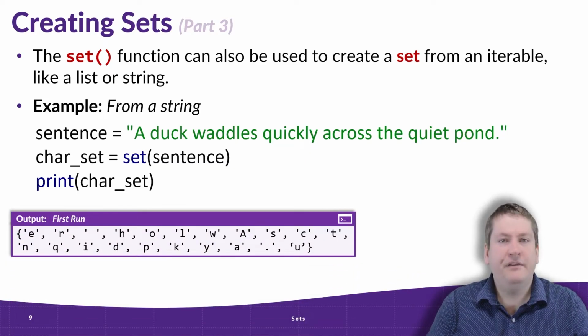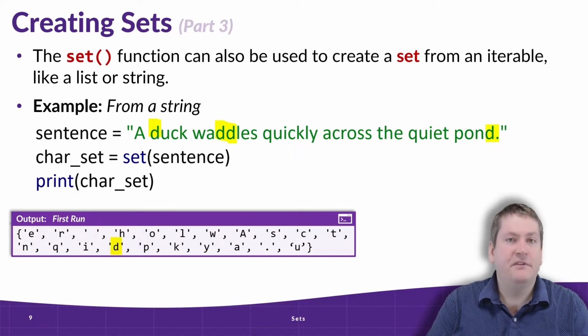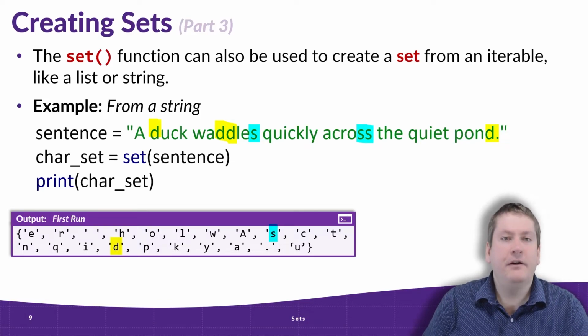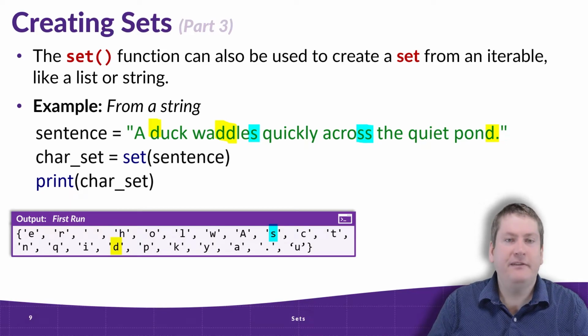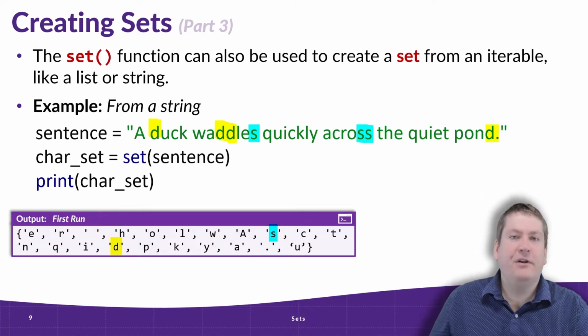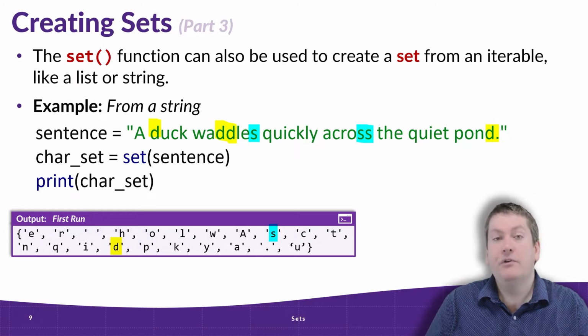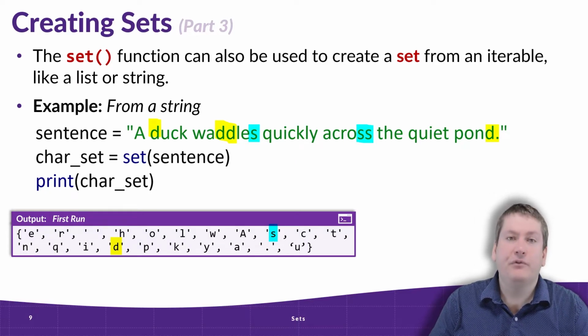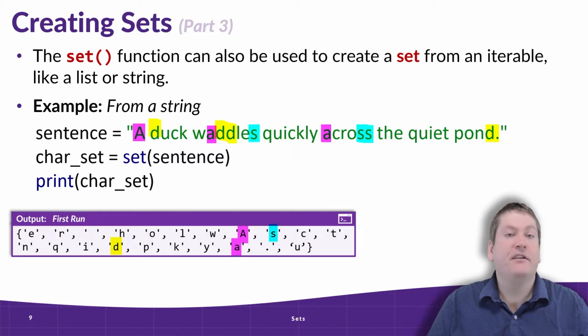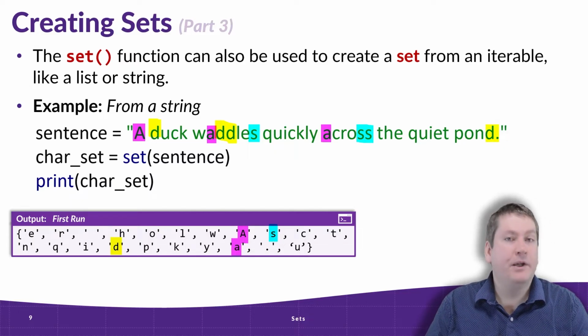Now, one thing you might notice is there are a lot of repeated characters in this sentence. For example, there's a lot of Ds. There's also a lot of Ss. And you'll notice they only appear in the set once. Again, because sets can't have duplicate elements. So when you convert an existing collection to a set, all duplicates are removed, which can actually be quite a useful thing if your goal is to remove duplicate elements. Another thing to note here is the capital A and the lowercase a's are treated differently. They're considered different values. So in the set, they appear twice, once for the capital and once for the lowercase.